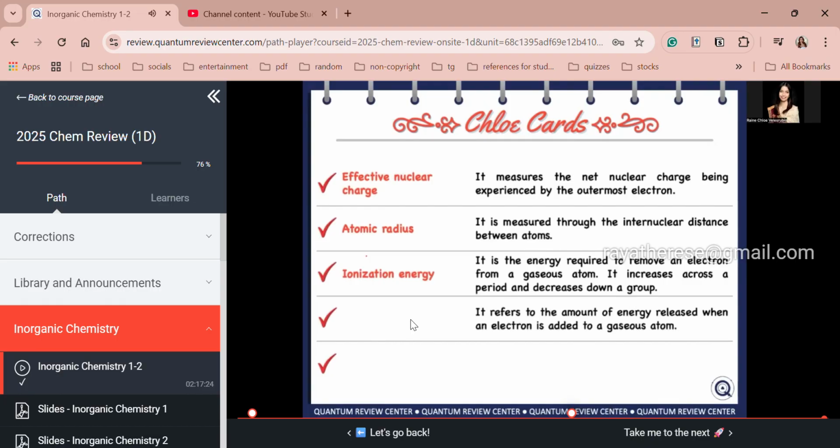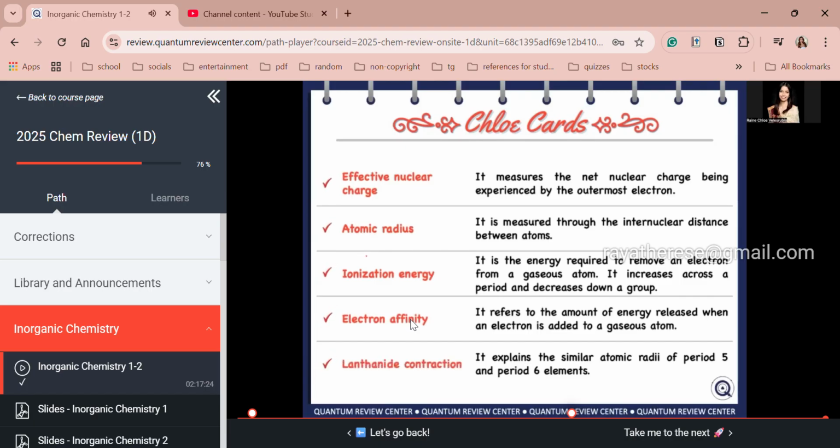It refers to the amount of energy released when an electron is added to a gaseous atom. Yes, it's called electron affinity. Lastly, it explains the similar atomic radii of period 5 and period 6 elements. Ano yan? Lanthanide contraction. Yay!